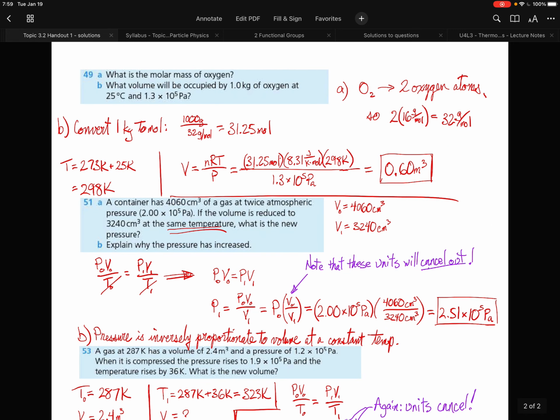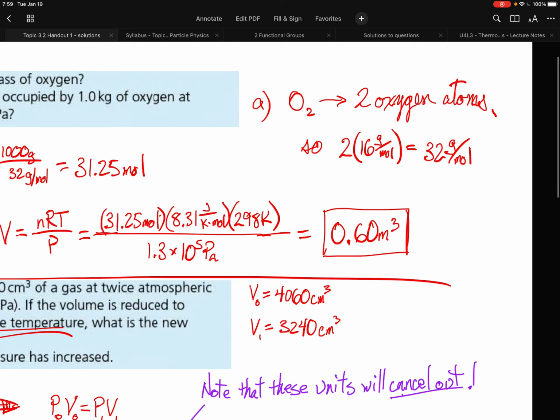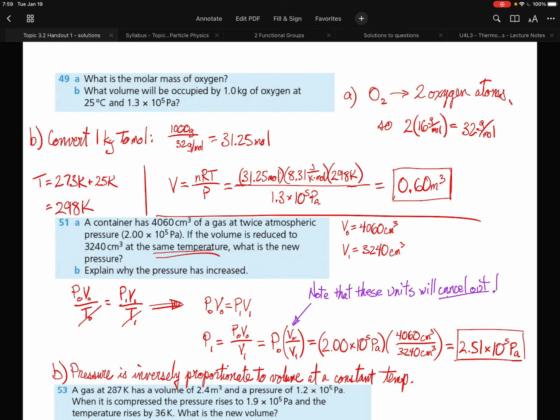All right, what is the molar mass of oxygen? We've already calculated this, so no reason to dwell. B, what volume will be occupied by 1.0 kilograms of oxygen at 25 degrees Celsius and 1.3 times 10 to the 5 pascals?